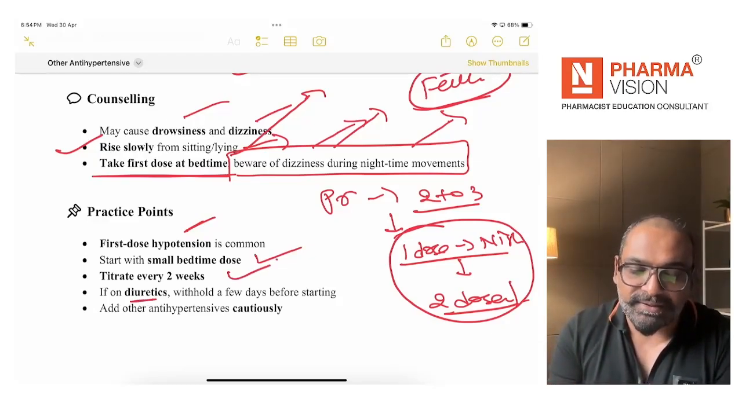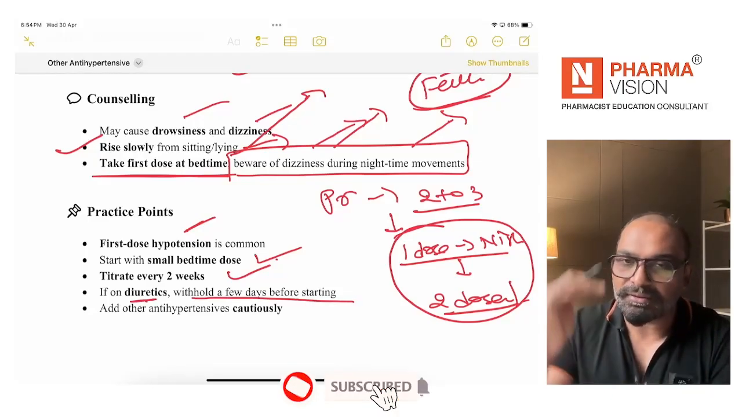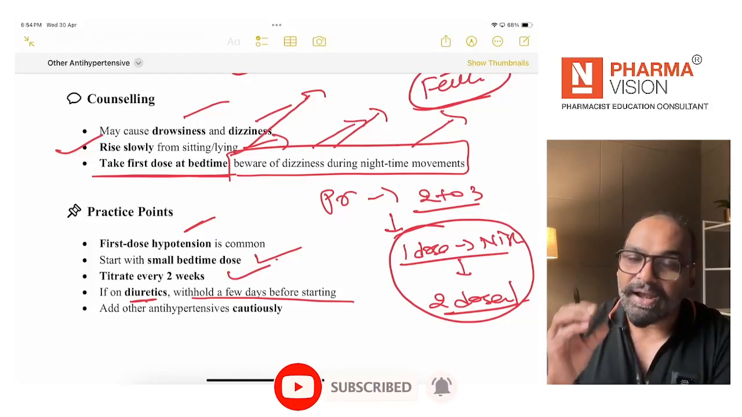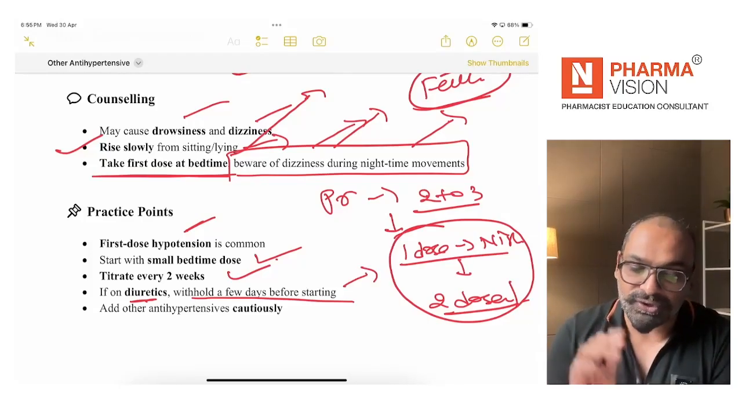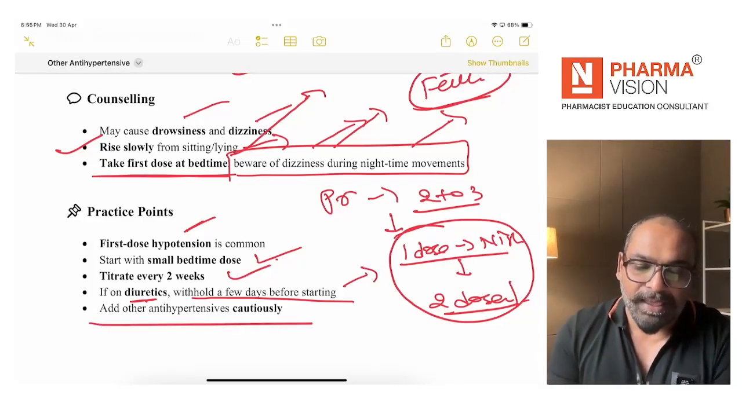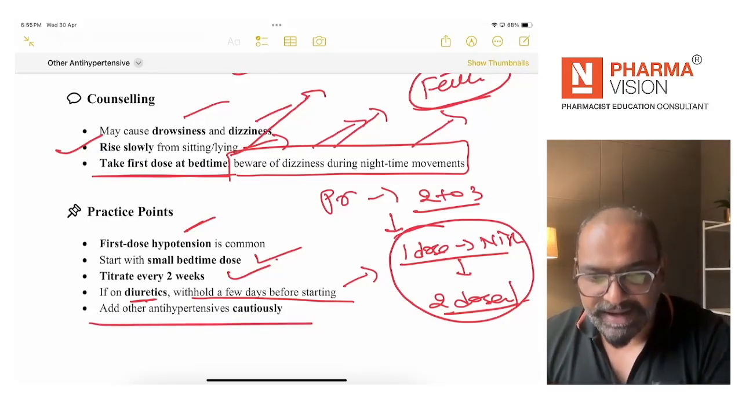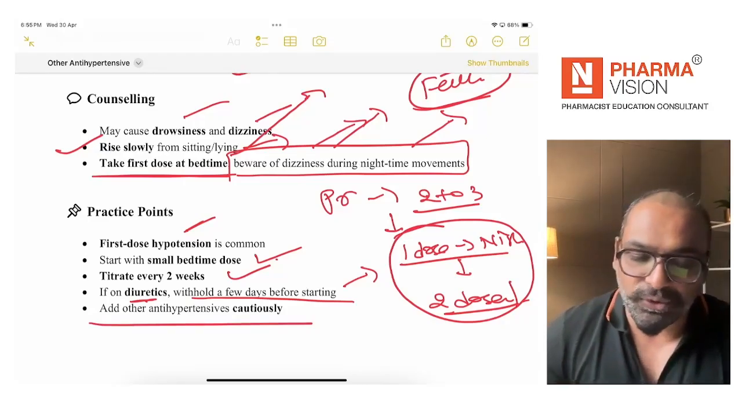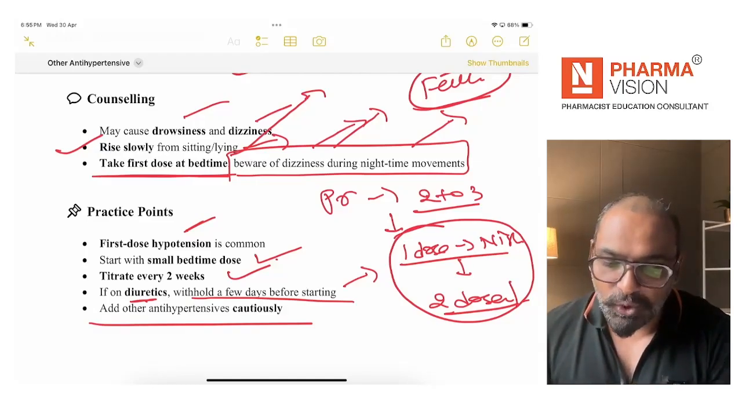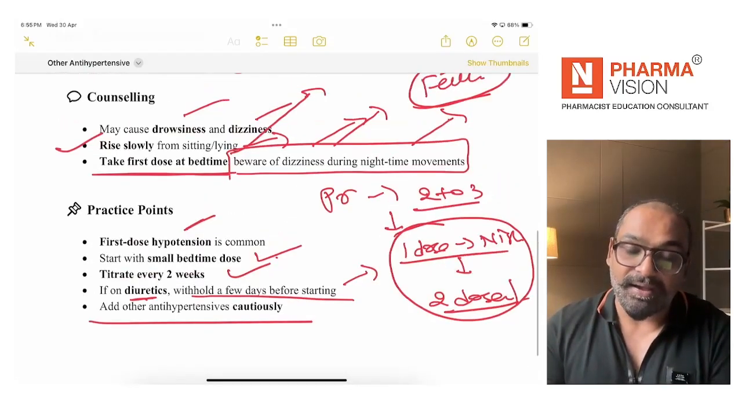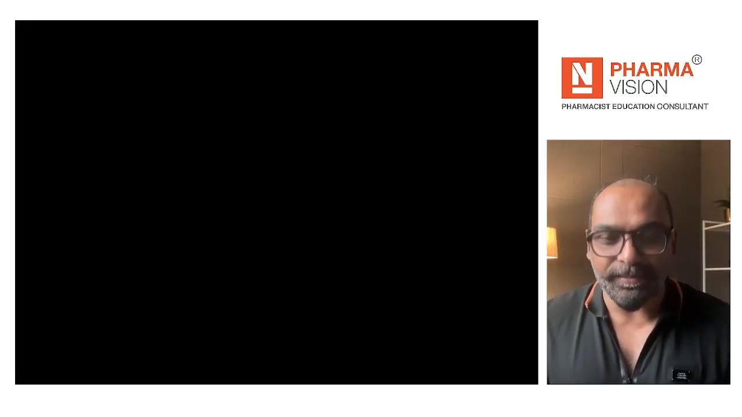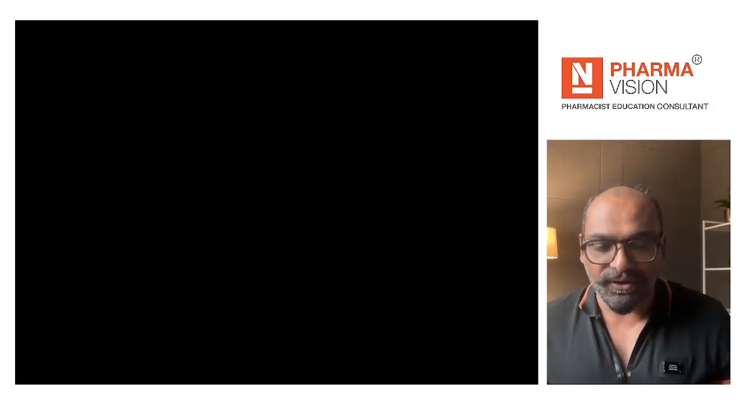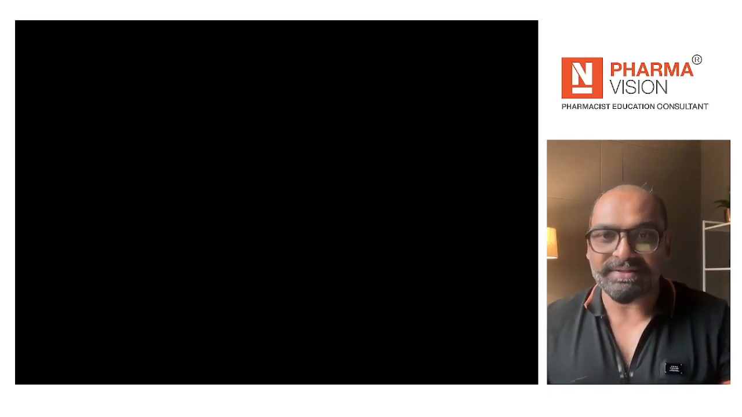If on diuretics, withhold them a few days before starting. Why? Because diuretics can cause severe hypotension, and vasodilation can hold more fluid, which significantly causes hypotension. That's why we have to be very careful. If the patient is already taking other antihypertensive medications and starts prazosin or tamsulosin, such selective alpha blockers increase the hypotensive conditions. So this is again a small concept that adds value in your learning process.